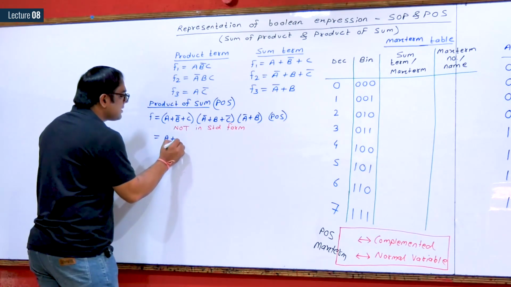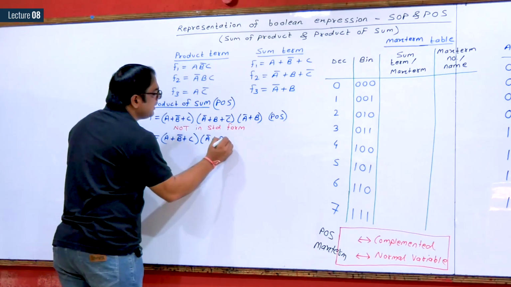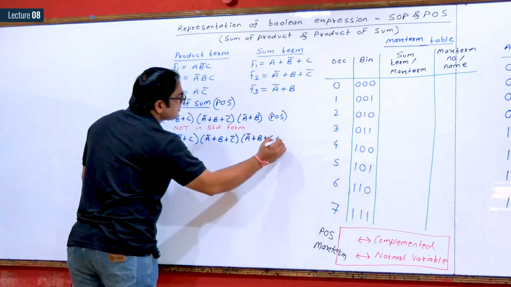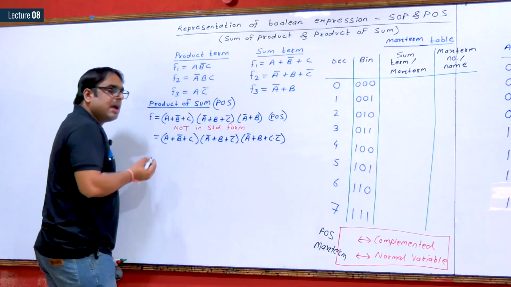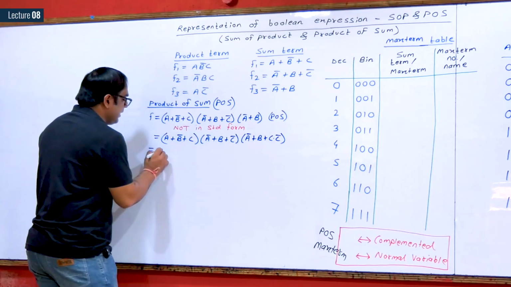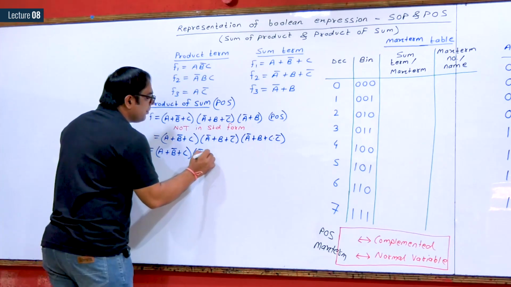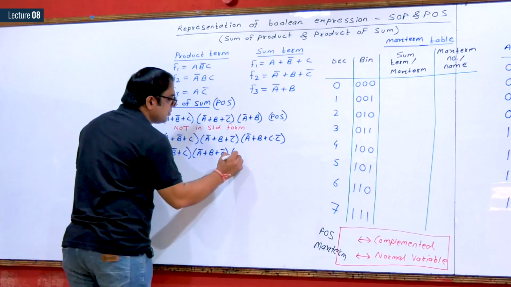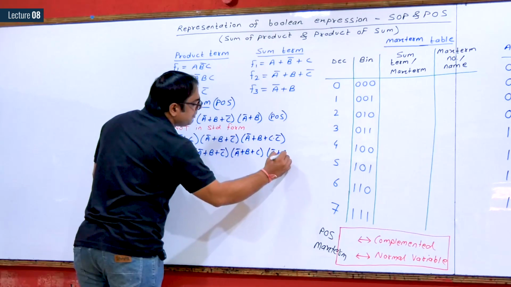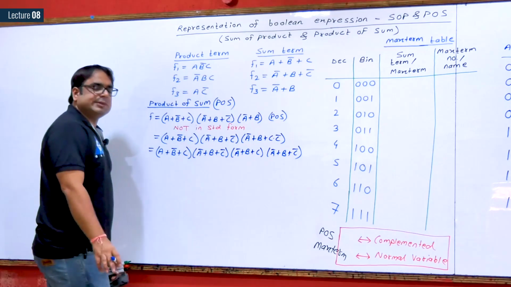So it can be written as A plus B complement plus C, A complement plus B plus C complement. This A complement plus B can be written as plus C dot C complement. And then I will distribute it using the distributive law. So this will give me A plus B complement plus C, A complement plus B plus C complement, A complement plus B plus C, A complement plus B plus C complement. Now there are four terms.